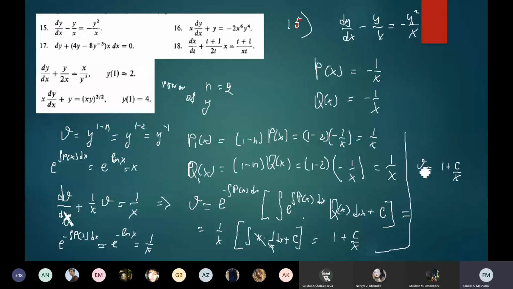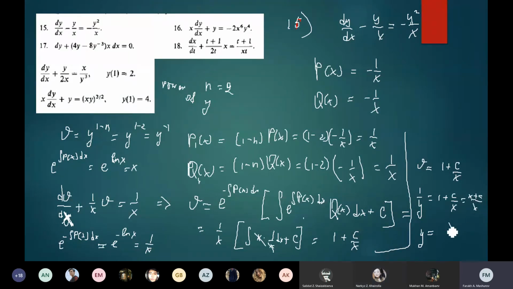So we write instead of v, guys, this one, 1 over y, because v is equal to y to the power 1 minus n. So I wrote here 1 plus c over x. So if we obtain y from here, what do we have? Let's multiply this one by x. What do we have here? x plus c by x.